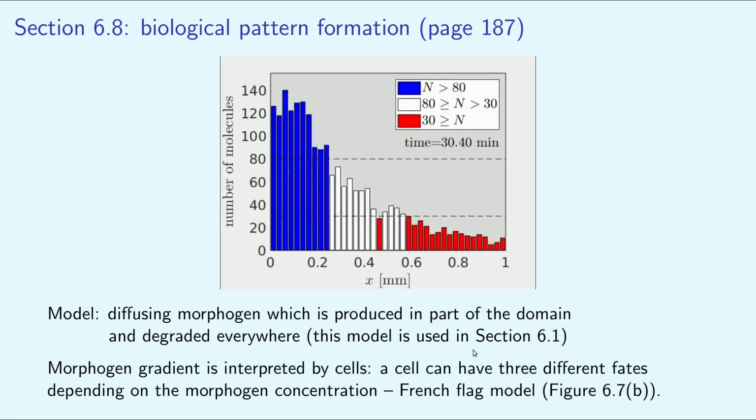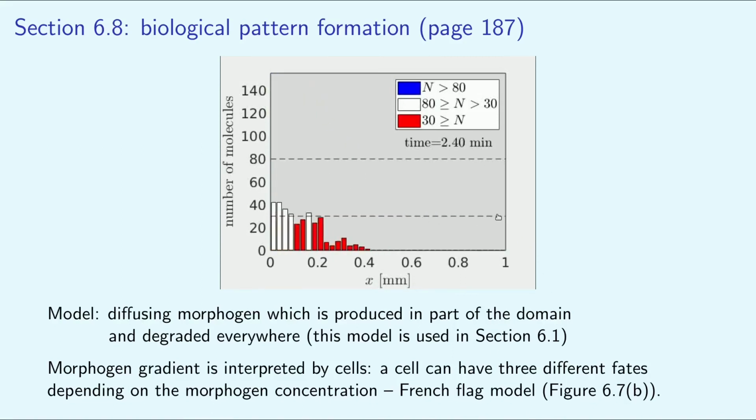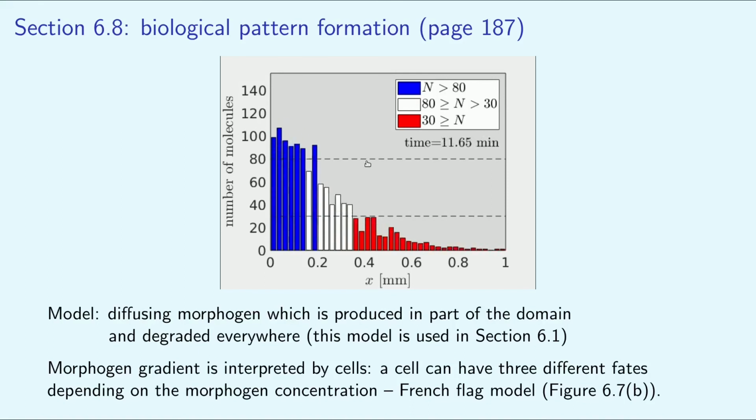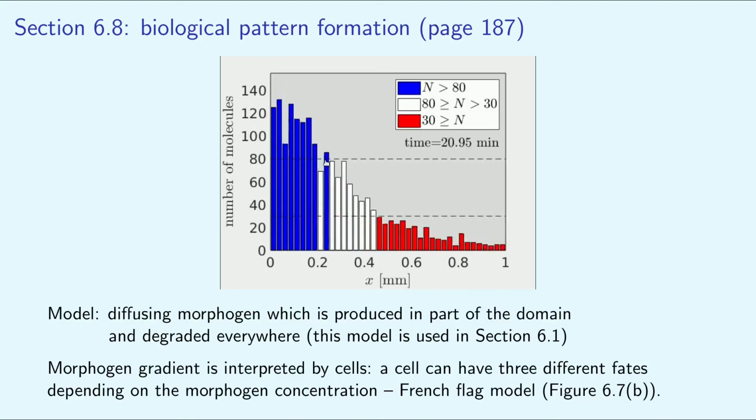Here I have visualized the same results which I calculated for this model using two thresholds. If the number of molecules is less than 30, then the red program is initiated by cells. Values between 30 and 80 molecules correspond to the white program, and the values above 80 correspond to the blue program. With this interpretation, I obtained the video of the stochastic French flag model here.